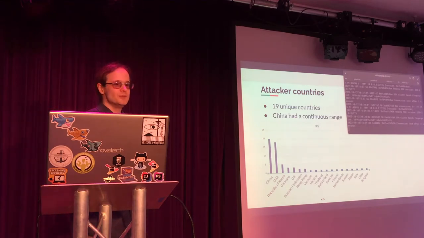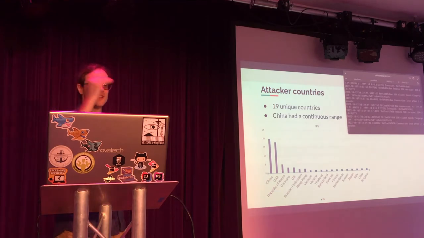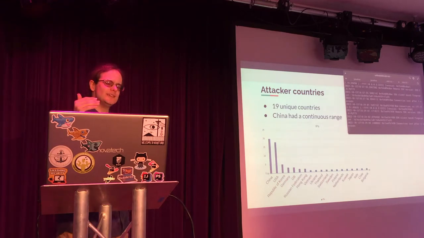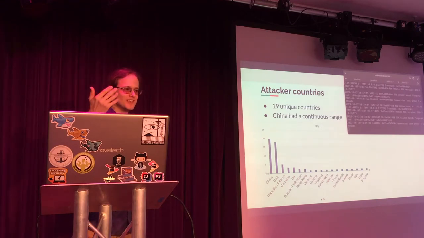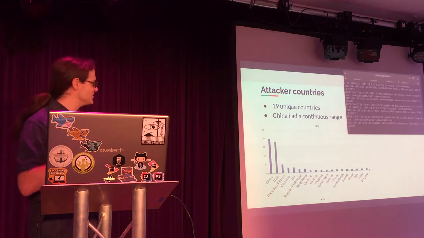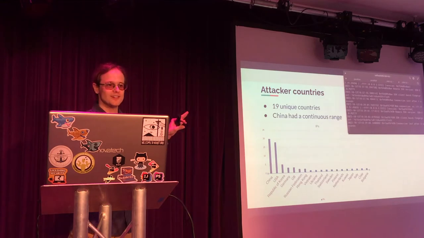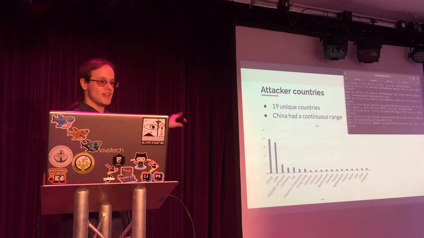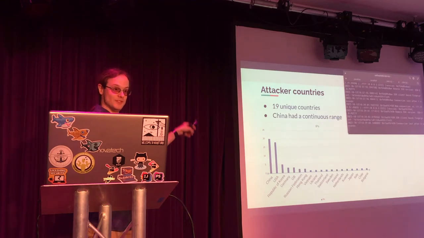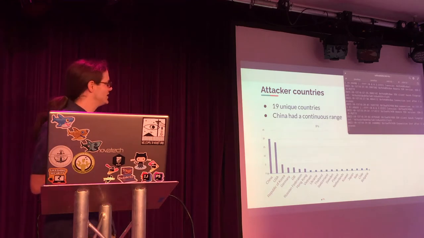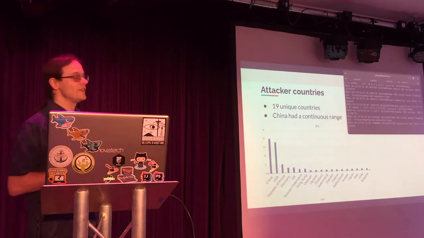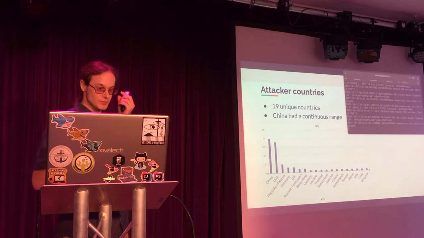And China had a continuous range. So when I'm looking at the addresses, the ones from China were just numerically going up by one each time. Interestingly, they skipped 17: 15, 16, 18, 19. So they had a continuous range. But it's important to remember, of course, that the attacker, or whoever is controlling the script, may not be in those countries. That's just where the address that touched me came from.